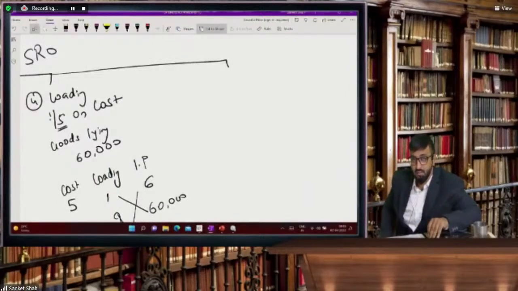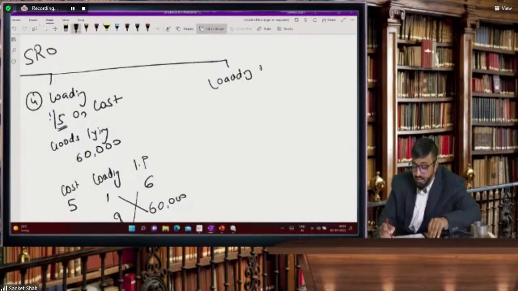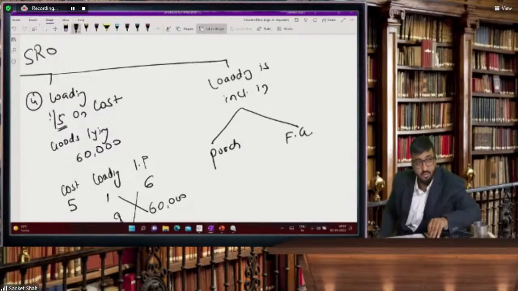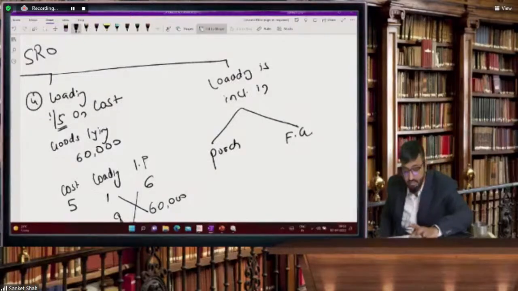Next one. Loading is included in question number 5 or 4, which we solved. 4 na? In purchase goods or finished goods. Very simple question. Loading is included in what? For that particular question, yes. In transfer of purchase goods or finished goods.